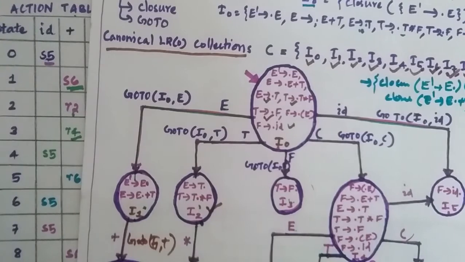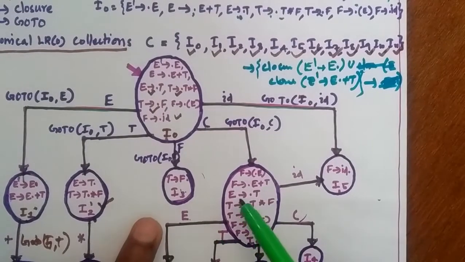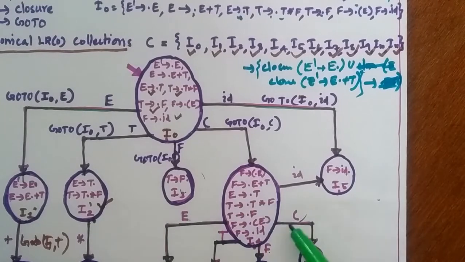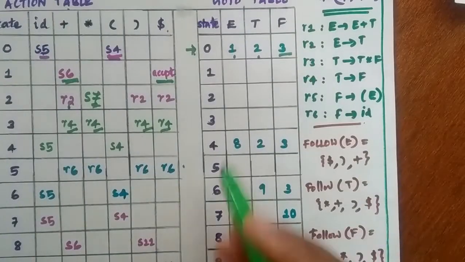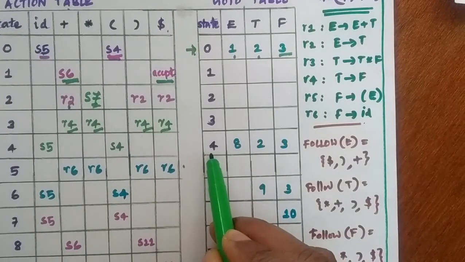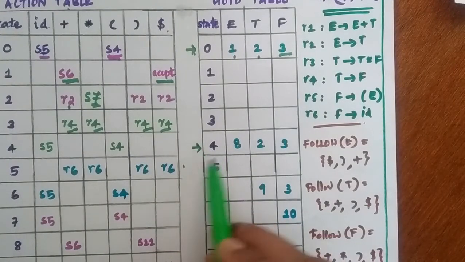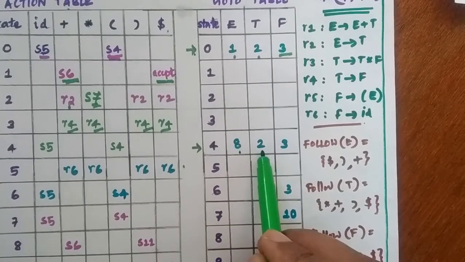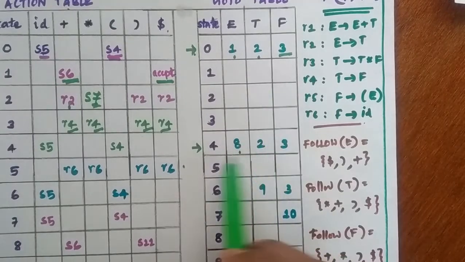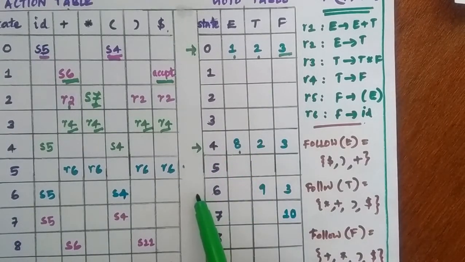But in I4 you can see there are transitions with respect to E, T and F. When E occurs we move to I8, when T occurs we move to I2, and when F occurs we move to I3. That is why in state 4, when E occurs move to 8, when T occurs move to 2, when F comes move to 3. Similarly, state 6 has 2 transitions and state 7 has 1 transition. For the remaining states no transition is associated.